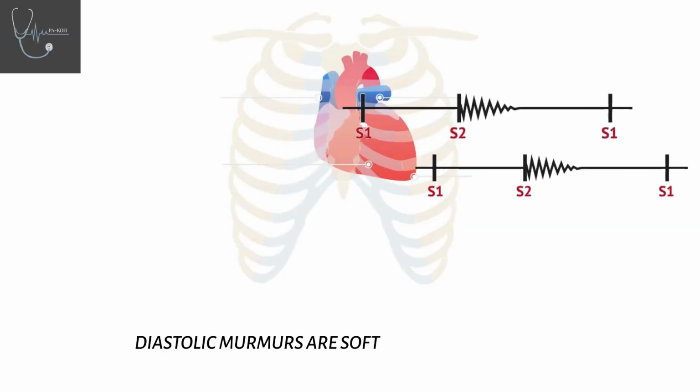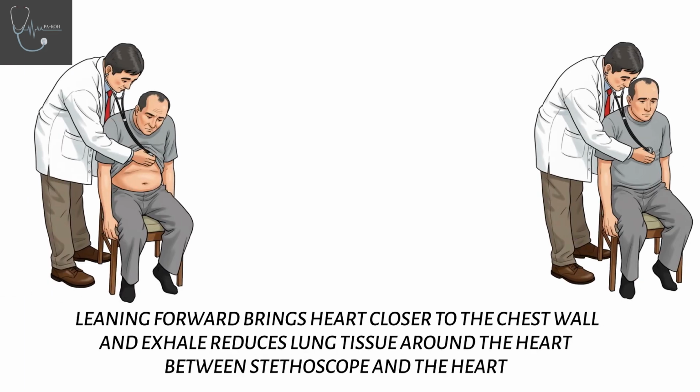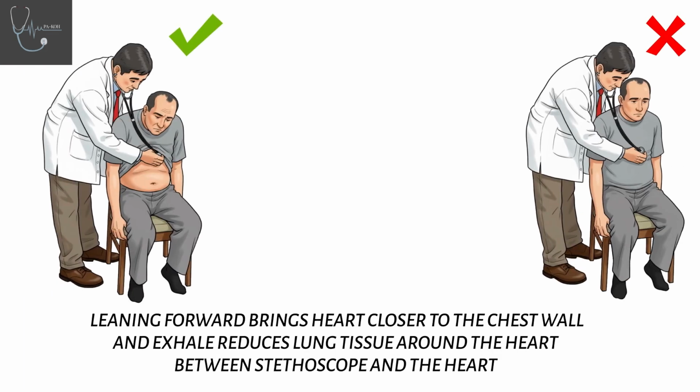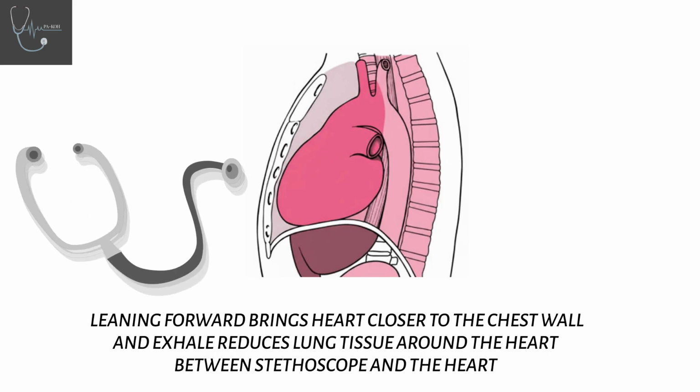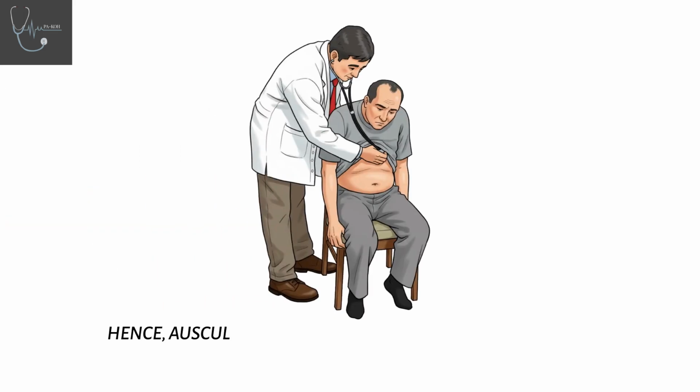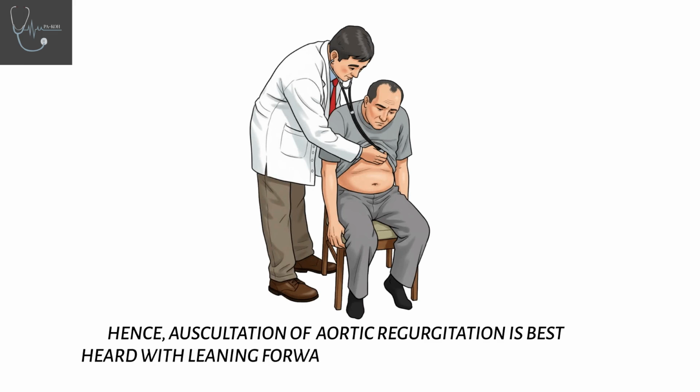Diastolic murmurs are soft and easily missed. Leaning forward brings the heart closer to the chest wall, and exhaling reduces lung tissue around the heart, between the stethoscope and heart, hence auscultation of aortic regurgitation is best heard leaning forward while holding one's breath on exhalation.